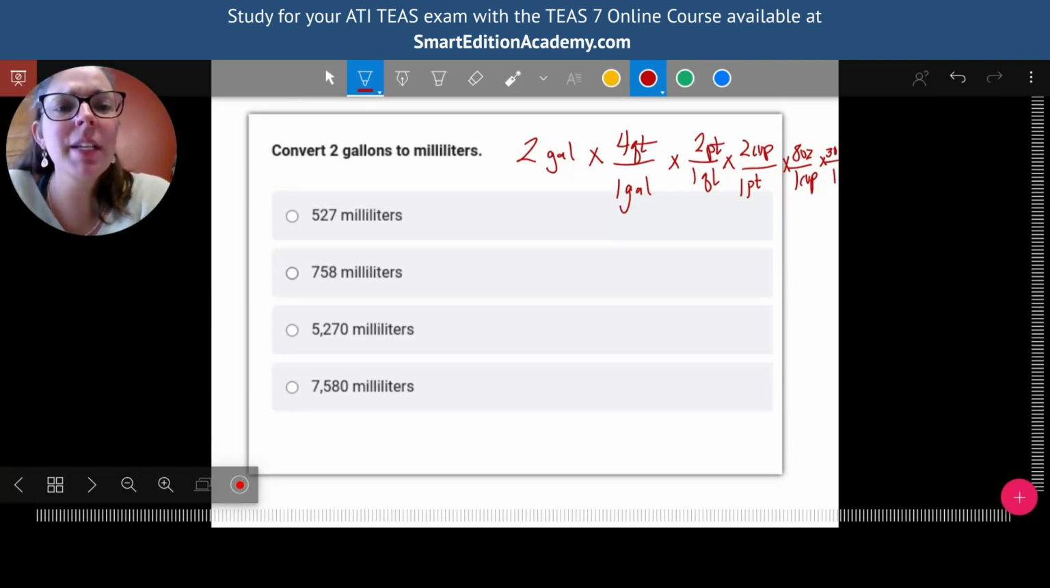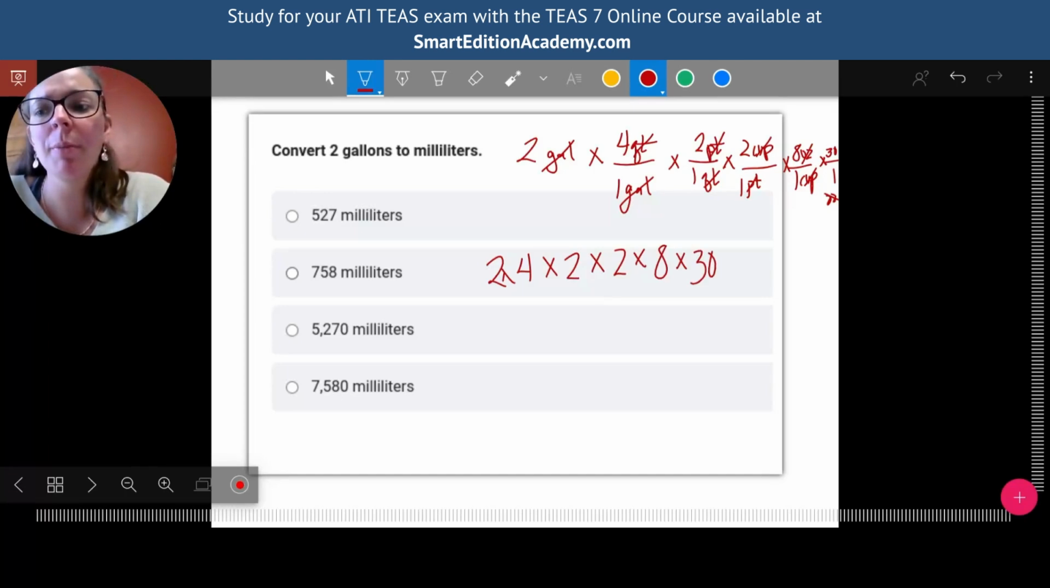So basically what happens here is that I can cancel out all of these units. Ounces, there were ounces down here, so they cancel out, and I'm just left with milliliters, which is what I want. So essentially, writing out all of these conversions, I could do 2 times 4 times 2 times 2 times 8 times 30 to go from gallons to milliliters. Let's take out our calculator and try that real quick.